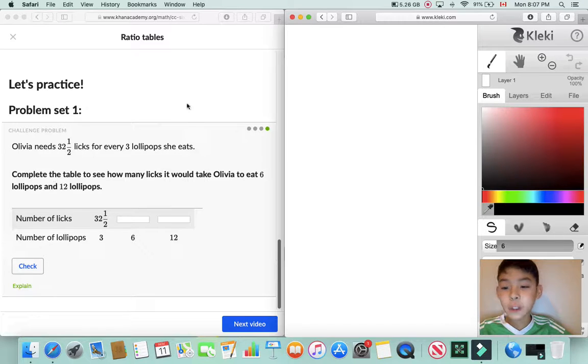Olivia needs 32. Oh wait, what am I doing? And a half licks? For every 3 lollipops she eats, number of licks. That's kind of weird. Oh, okay. We got this.